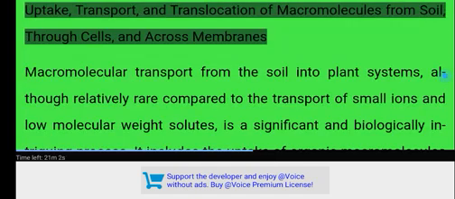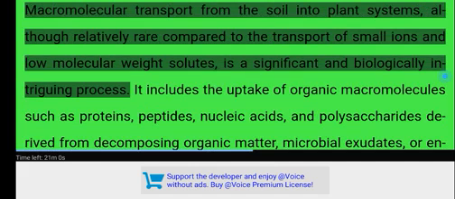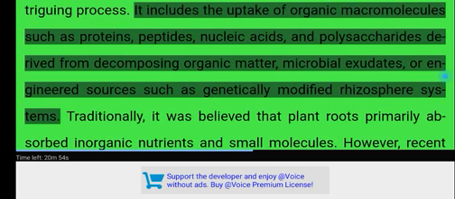Uptake, transport, and translocation of macromolecules from soil through cells and across membranes. Macromolecular transport from the soil into plant systems, although relatively rare compared to the transport of small ions and low molecular weight solutes, is a significant and biologically intriguing process. It includes the uptake of organic macromolecules such as proteins, peptides, nucleic acids, and polysaccharides derived from decomposing organic matter, microbial exudates, or engineered sources such as genetically modified rhizosphere systems.